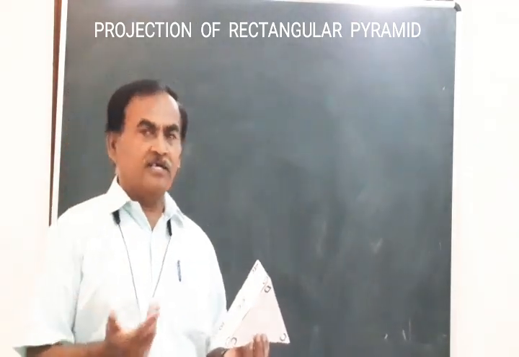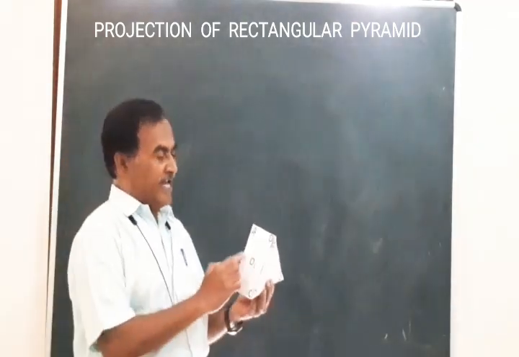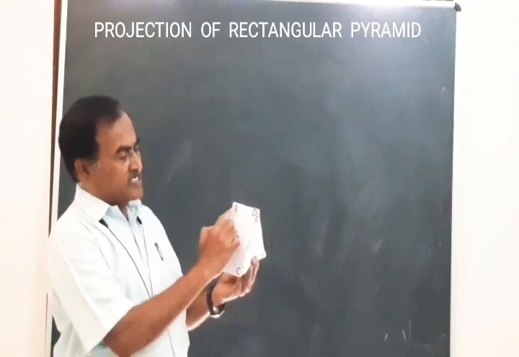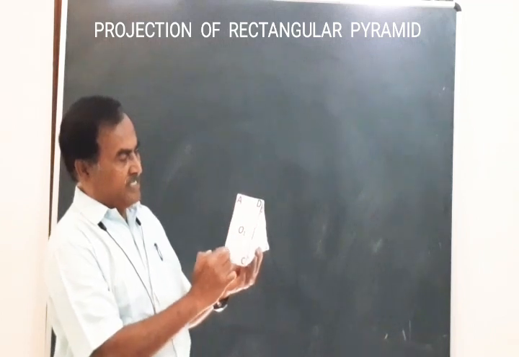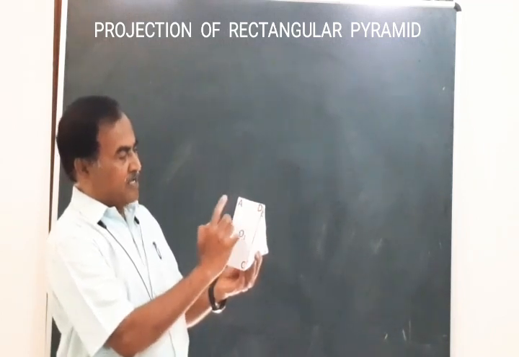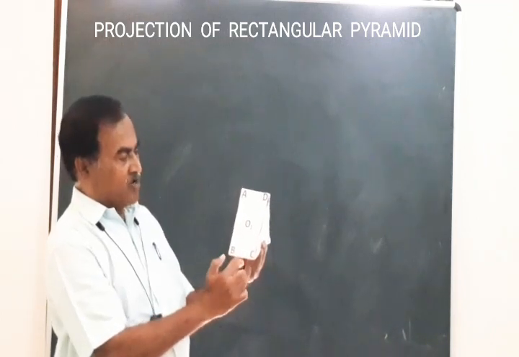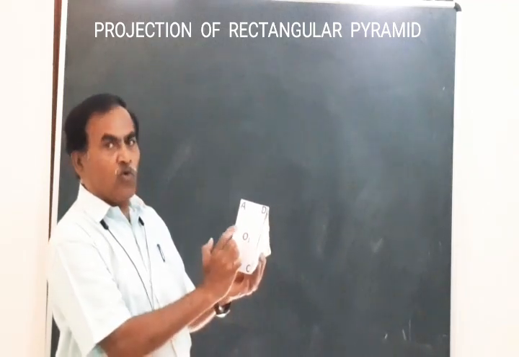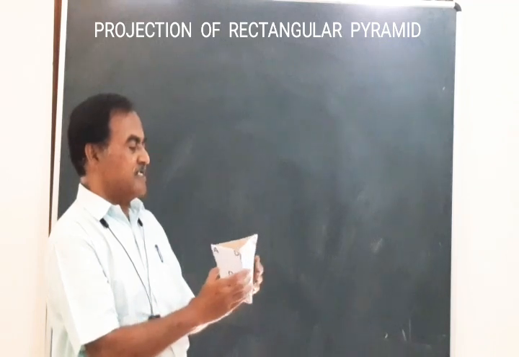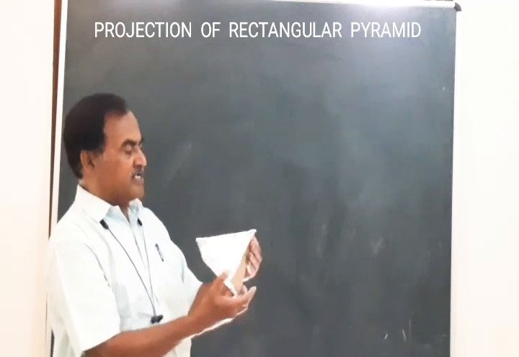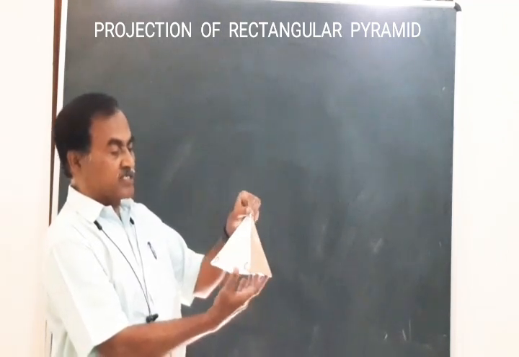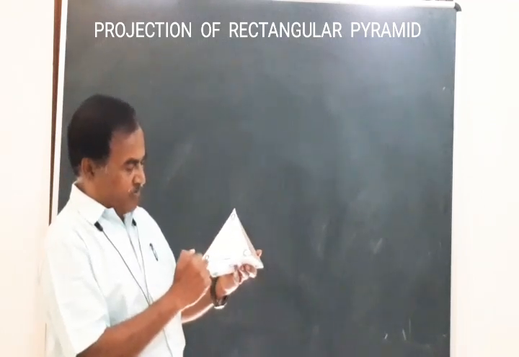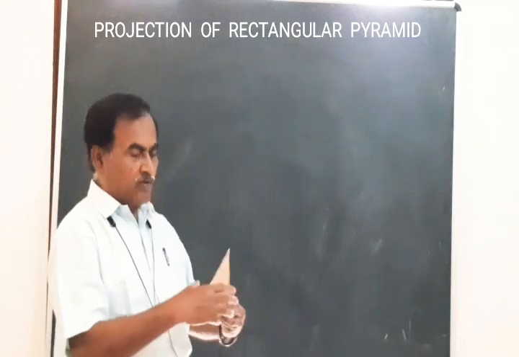By definition, a rectangular pyramid will have a rectangular base where it is represented by A, B, C, D. AB and CD are the longer edges, BC and AD are the shorter edges. O1 is the center of the base, and all these four corners are connected to the vertex O. So we have got four slant edges, OD, OC, OA, OB.